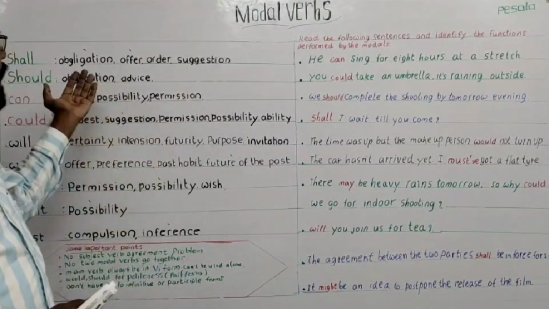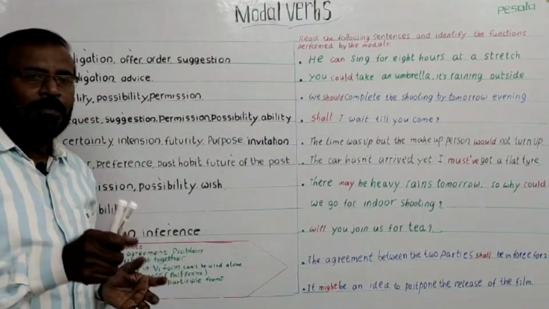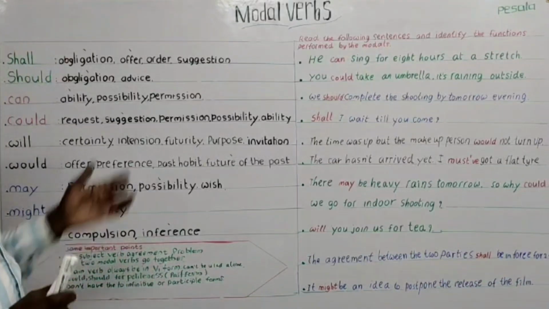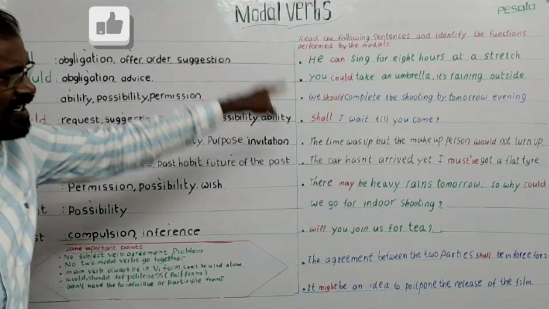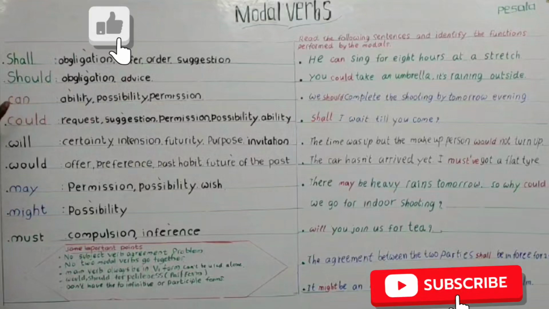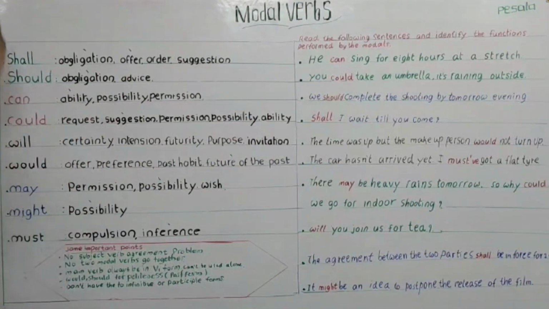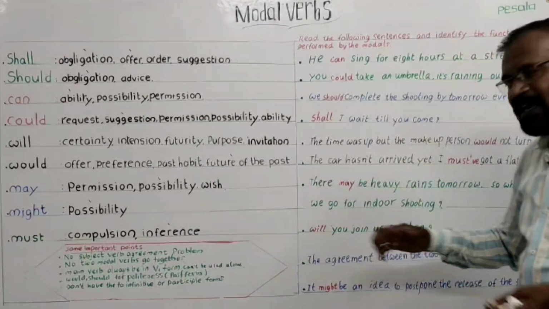See, here I have written 9 modal verbs, and some verbs are also called modal verbs. They are ought to, need, dare, and had. Here, see these 9 modal verbs and their functions in a sentence: shall, should, can, could, will, would, may, might, must. The duties of these modal verbs can be understood by knowing their functions in the example sentences. Here I have written some examples.